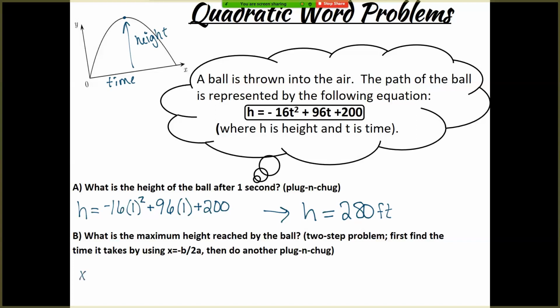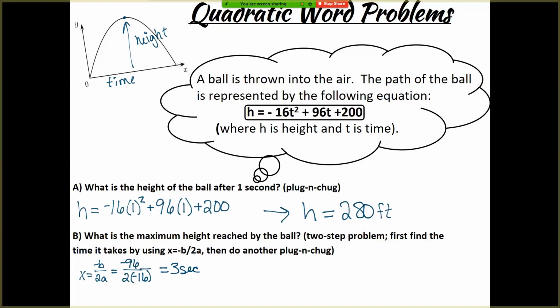So x equals -b divided by 2a. I'm going back to the original. The opposite of 96 is -96, divided by 2 times a, which is -16. When I simplify this, -96 divided by 2 times -16 gives me 3. So at 3 seconds, the ball is at the maximum height.